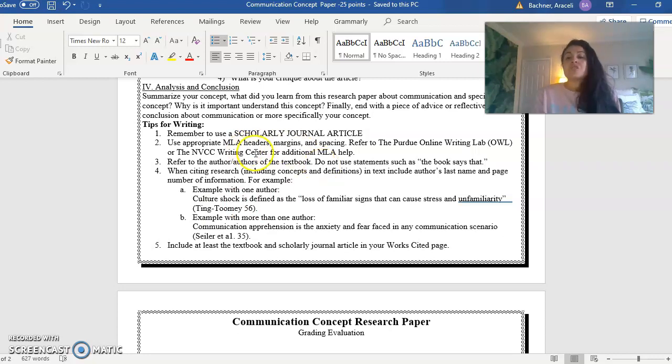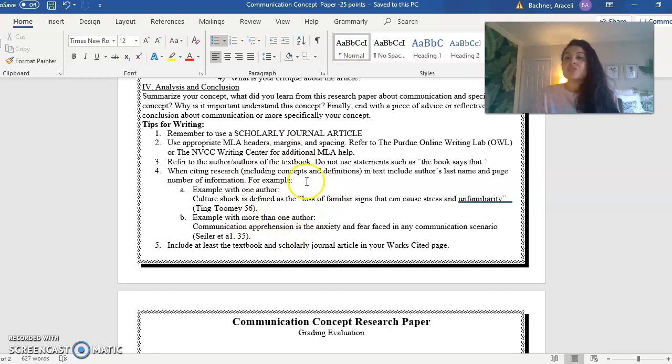Okay, just make sure you review MLA, and if you need MLA help, you could always submit it to the Writing Center with ample time. Refer to the authors of the textbook. Do not use statements such as the book states, right? So you want to say, according to Jones and Smith, they define eye contact as A, B, C, and D. Okay, so that's just a little pet peeve of mine.